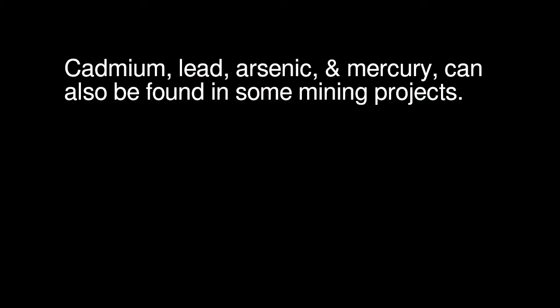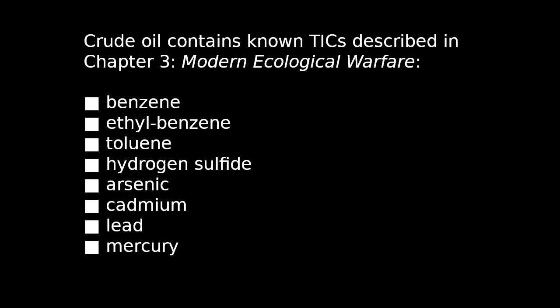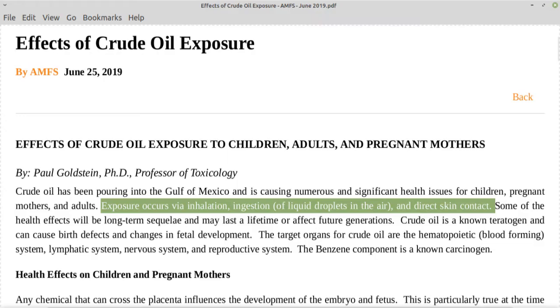These ingredients, namely cadmium, lead, arsenic, and mercury, can also be found in some mining projects. So this list of toxic substances is somewhat relevant to mining. That will be covered shortly. You may remember from the Modern Ecological Warfare chapter that some of these are the same toxins that accredited sources tell us can be used as improvised chemical weapons.